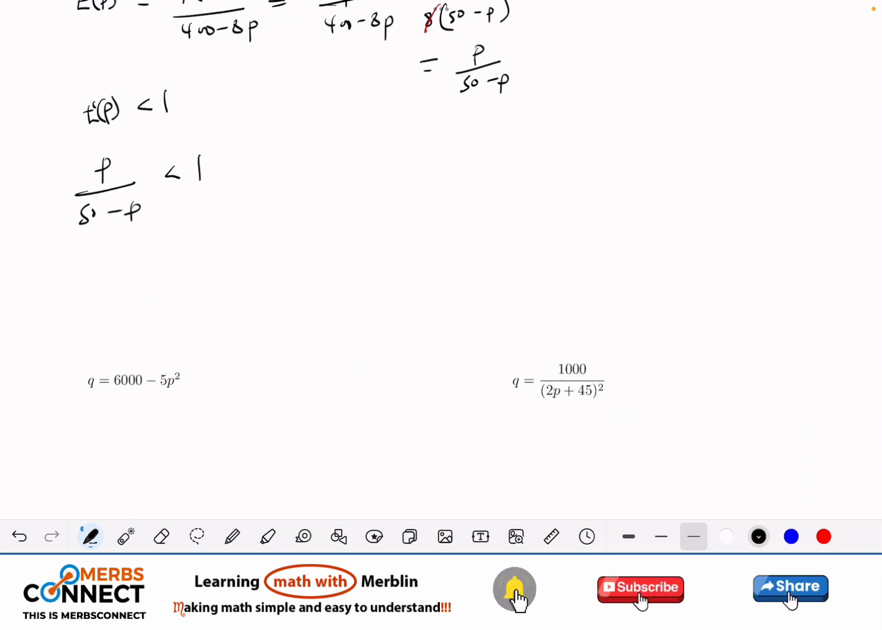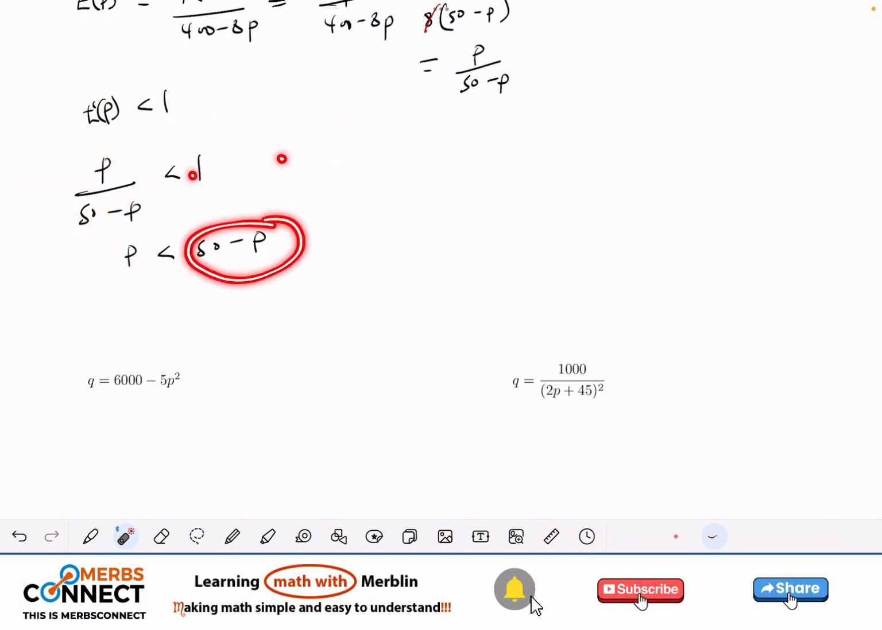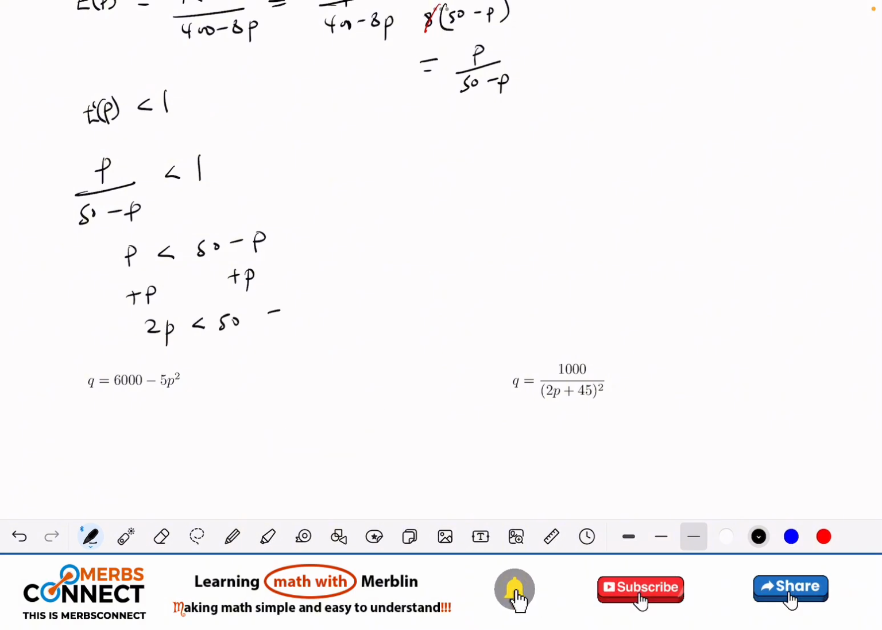I multiply through by 50 minus P on both sides. So I'm going to have P less than 50 minus P. What did I do? I multiplied this one by 50 minus P, and this one by 50 minus P. This will cancel this, leaving the P, and then this times that gives us what is here. I'll add plus P on both sides, so 2P will be less than 50. I divide through by 2, so P should be less than 25. So this will be the price that we need.